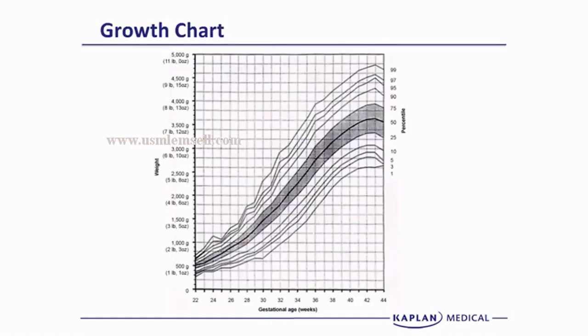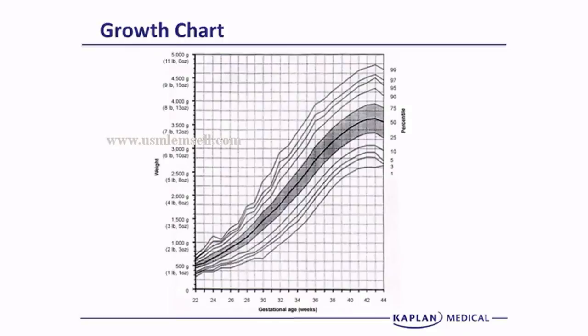Here we have a growth table, and you can see on the x-axis is the gestational age in weeks. On the vertical axis is the birth weight in grams or in pounds and ounces. And you can see the various ranges of weight for each gestational age. And they go from 1 percentile on the bottom to 99 percentile on the top. And you can see it goes 1 percentile, 3 percentile, 5, 10, 25, 50, 75, and so on. The average would be 50 percentile. And so the shaded area, which is around the heavy line, is where most babies would be.